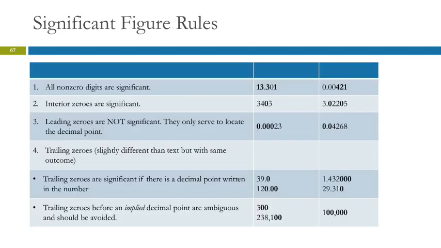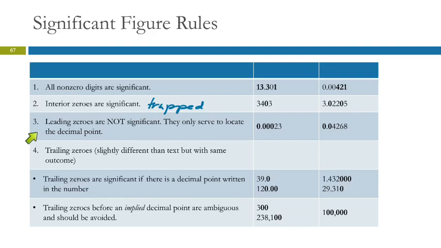So, rules for counting significant figures. All non-zero digits are significant. So you look at any number that's written correctly, any digit that isn't 0, that's a significant figure. So it's just the zeros that are going to give us trouble. And boy, do they give people trouble. There are 3 kinds of zeros. There are interior zeros. I sometimes call these trapped zeros. These are zeros that are between other non-zero digits. Okay? Those are always counted.